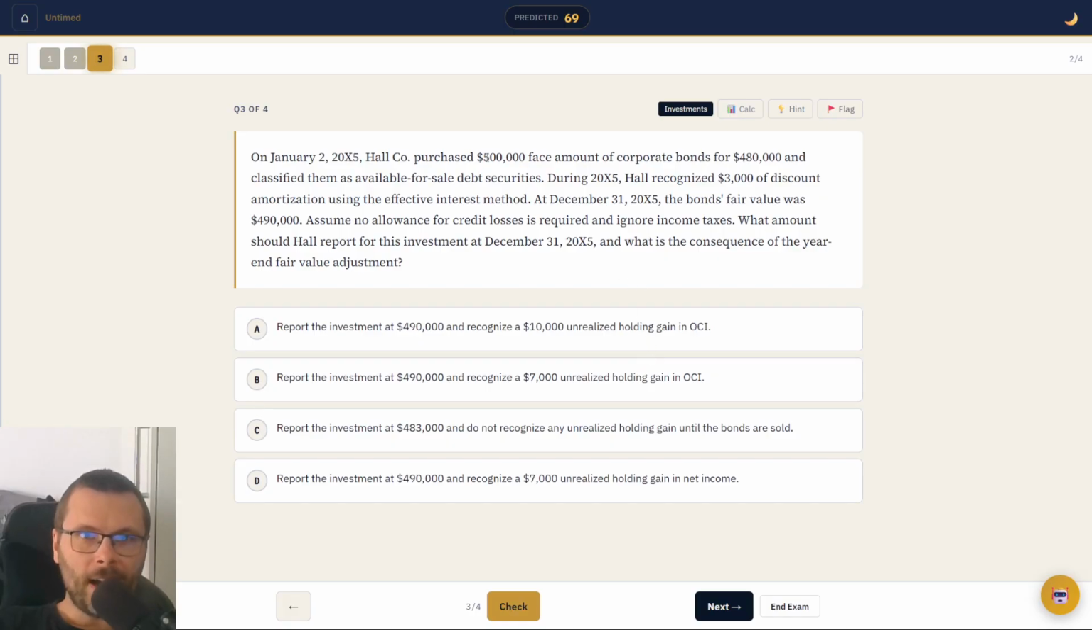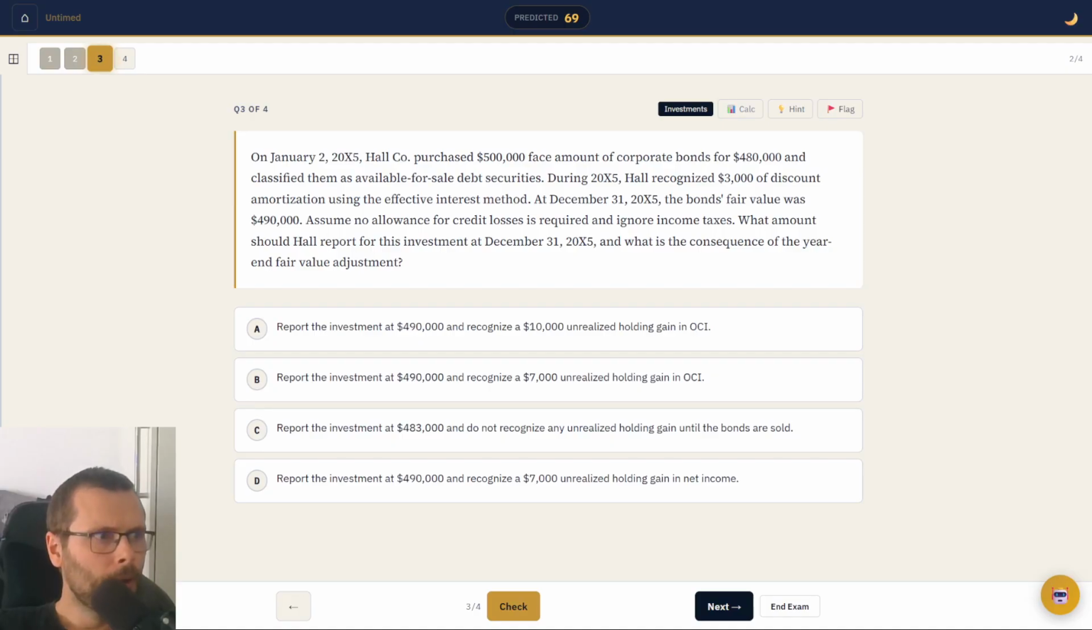Let's read the question. 500,000 face amount corporate bonds for 480, and classified them as available for sale. Available for sale means fair value, which means this is going to OCI, not net income. And you can look for the 480 purchase price and 490 fair value.